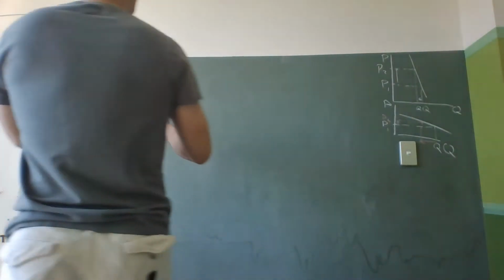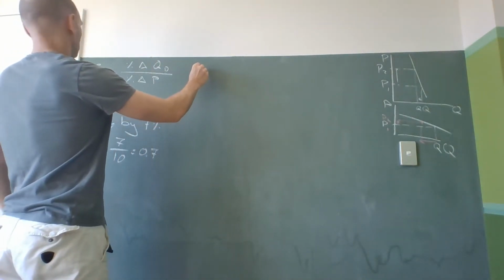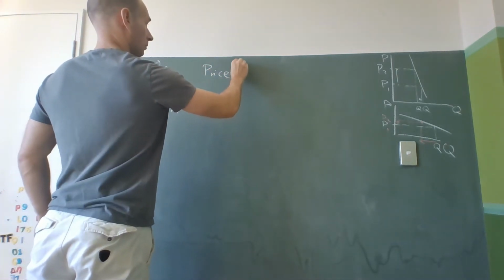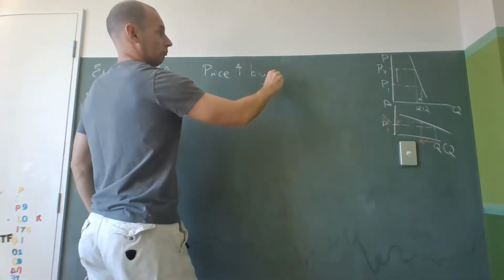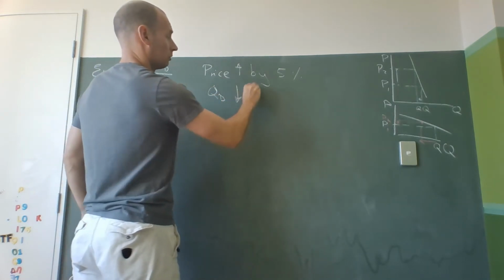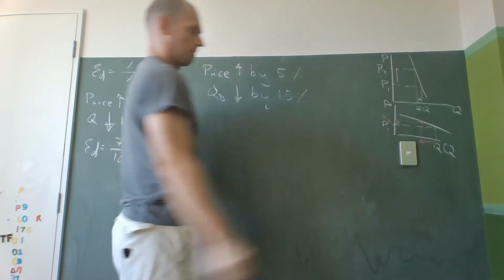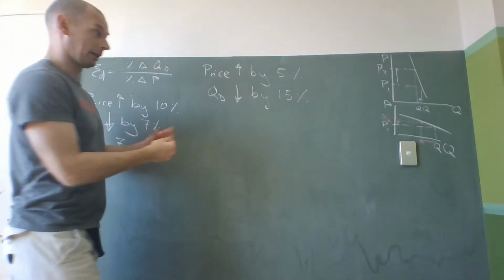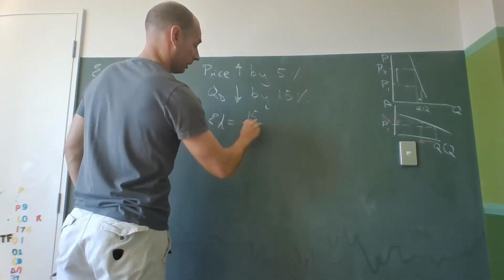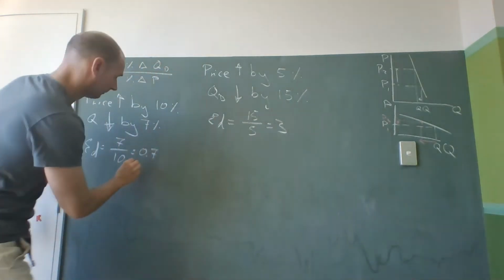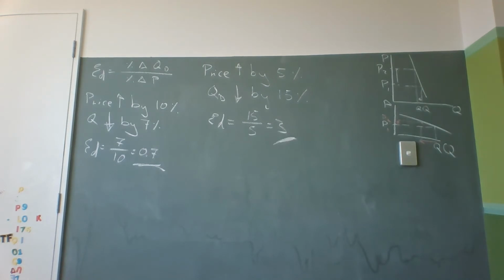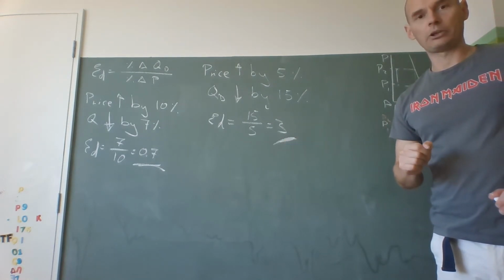Another example. So let's say that price goes up by 5%. Quantity demanded goes down by 15%. So what is my elasticity of demand? It will be 15 divided by 5, which is 3. All right, so two examples here. In the first one, elasticity of demand is 0.7. In the second example, elasticity of demand is 3.